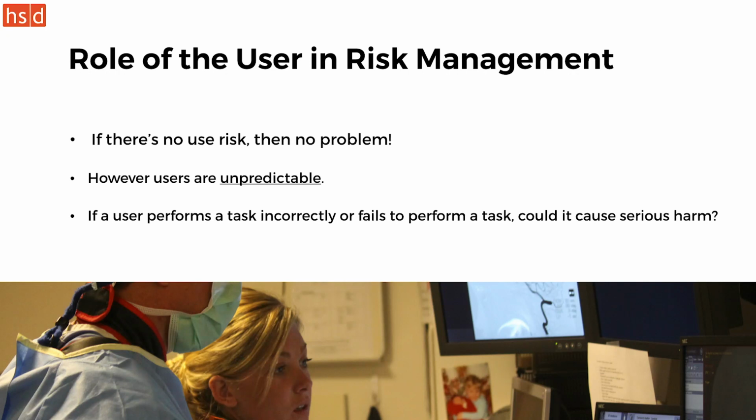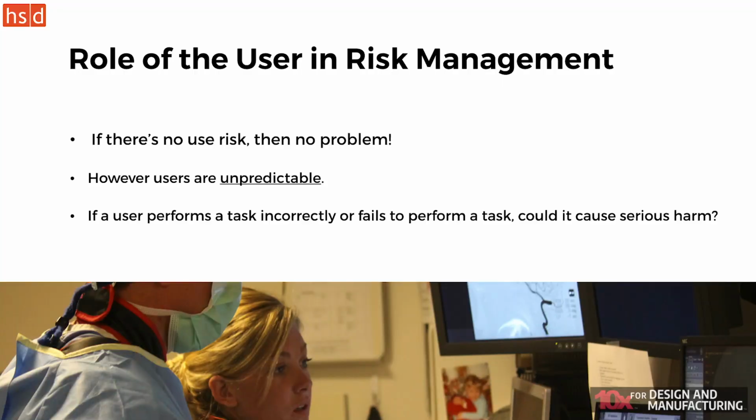So the role of the user in risk management: first and foremost, if you don't have any use risk, you don't have any problems. If anyone here can name a device that doesn't have any use risk, the funny thing that I ask is, let's just think about a scalpel. Just a plain scalpel. Would a scalpel get approved today with our current methods of risk analysis? I mean, it would never get approved because you could never get rid of any risk. You could never mitigate all the risks associated with a scalpel, right? A user could use it for a whole host of things, including killing someone, which may or may not happen.